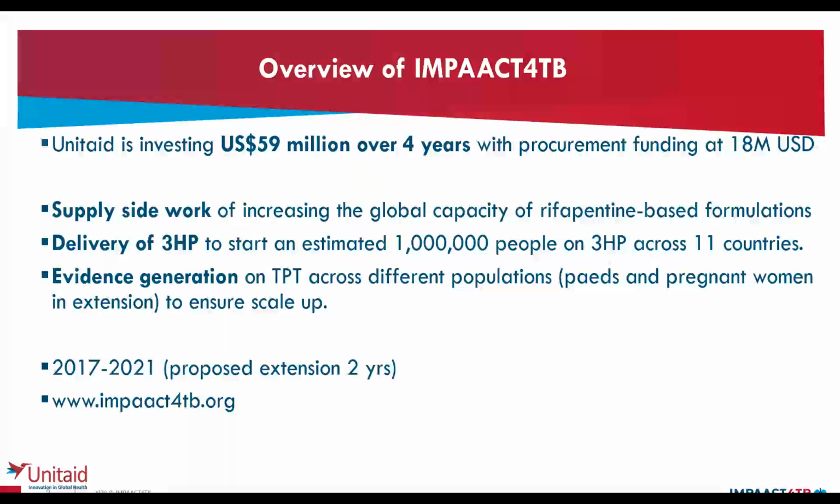It's about a 59 million, four-year project that had procurement money in it, about $18 million. It's focused on the supply side of work with global capacity of developing new rifapentine-based formulations, and delivery of those formulations, primarily 3HP. We're going to estimate about 1 million people will start on 3HP across 11 countries.